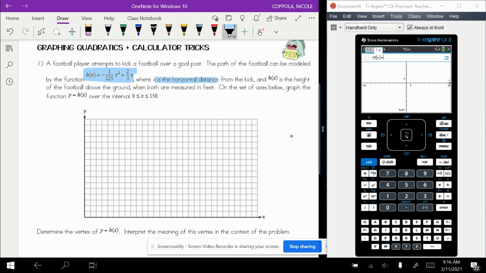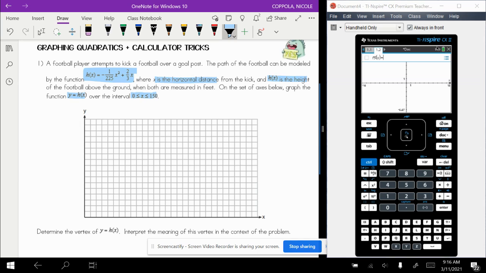X is the horizontal distance, and h of x is the height. Both are measured in feet. On the set of axes below, graph the function y equals h of x, so this guy, on the interval x is between 0 and 150.